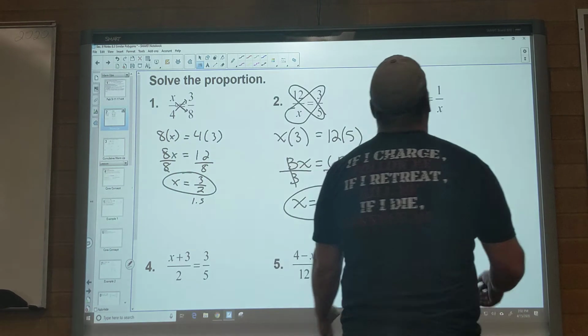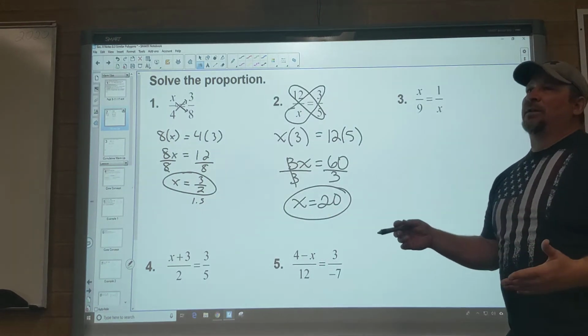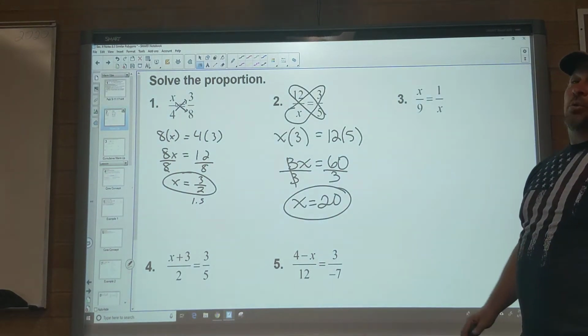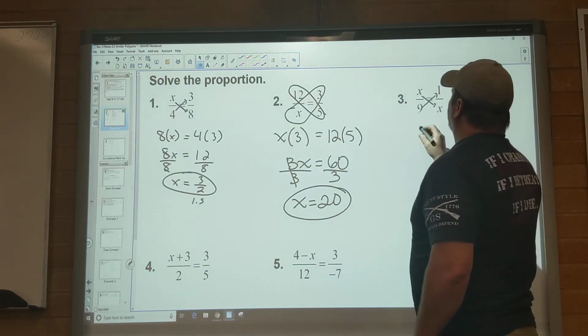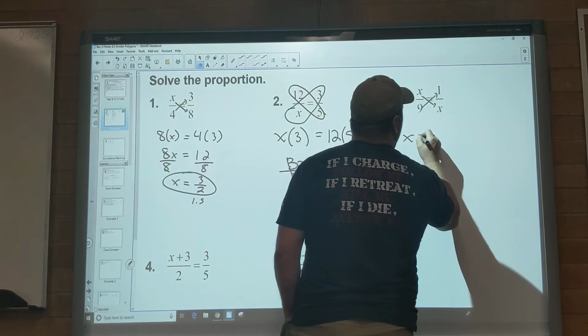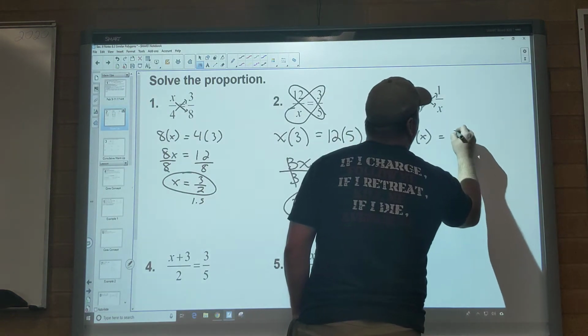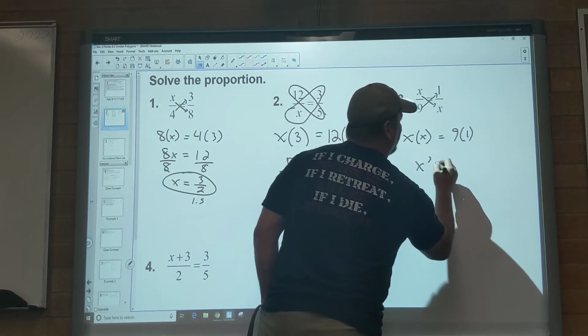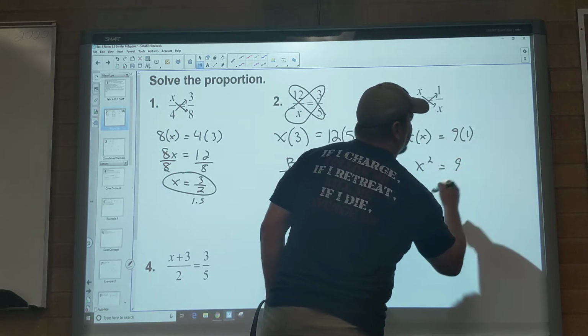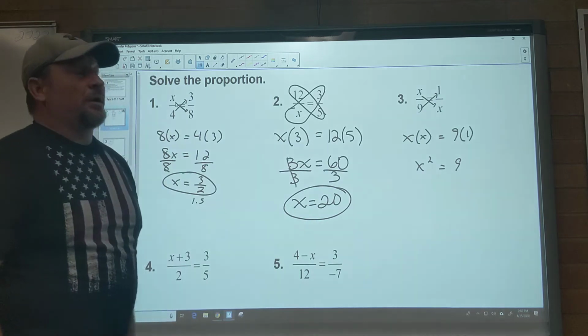Okay, so in this one, how's this one different than the other ones? Well, it has x in 2 spots. So watch what happens. I'm going to cross multiply again. I'm going to take x times x, and I'm going to take 9 times 1. X times x turns into x squared, and 9 turns into 9 times 1.